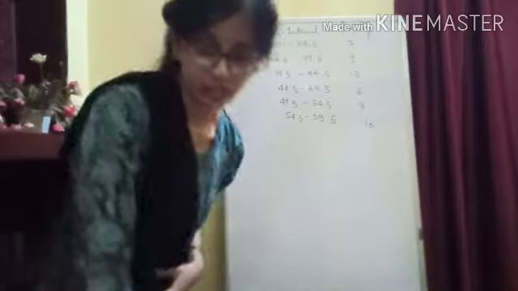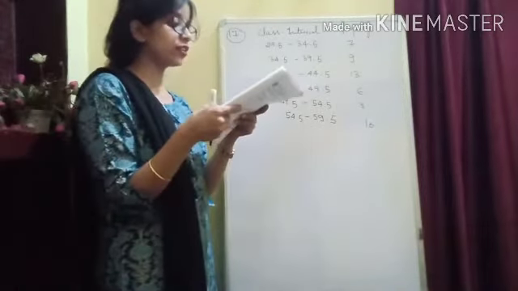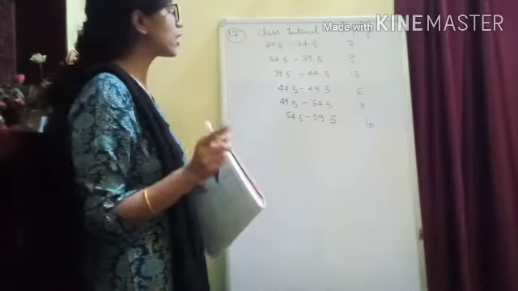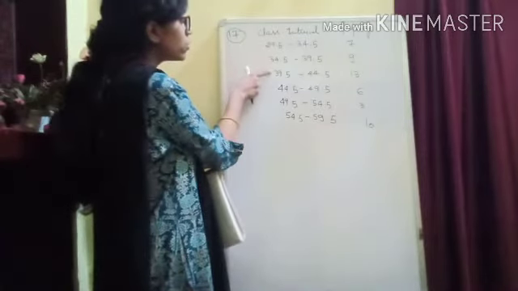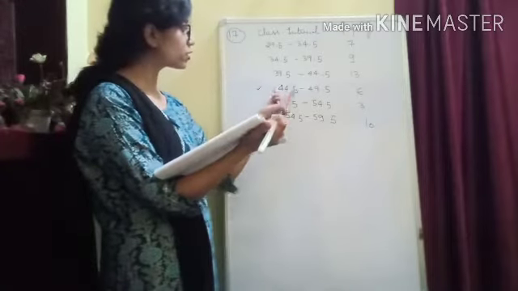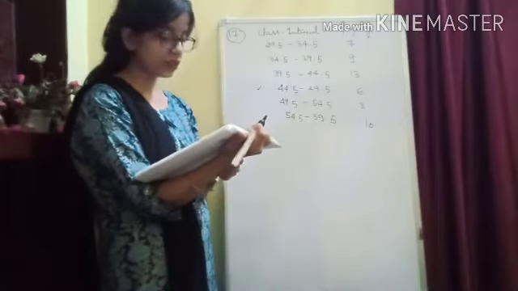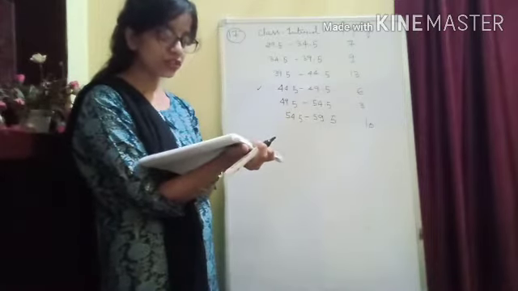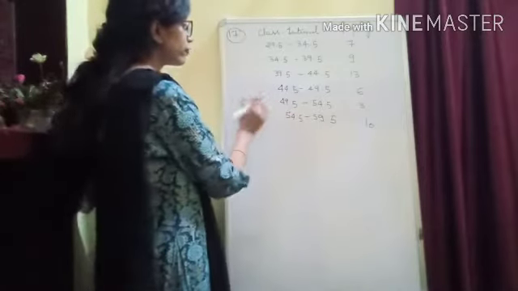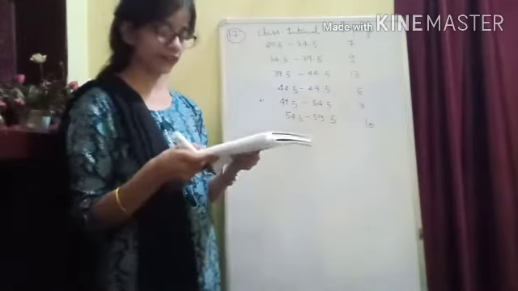Now let us read our question. Use this table to find the true class limits of the fourth class interval. True class limit, fourth class interval: 1, 2, 3, 4. This is your fourth class interval. What are the true limits? 44.5 to 49.5. That is the first part. Now the second part: the class boundaries of the fifth class interval. This is your fourth, so the class boundaries are this, 49.5 to 54.5.